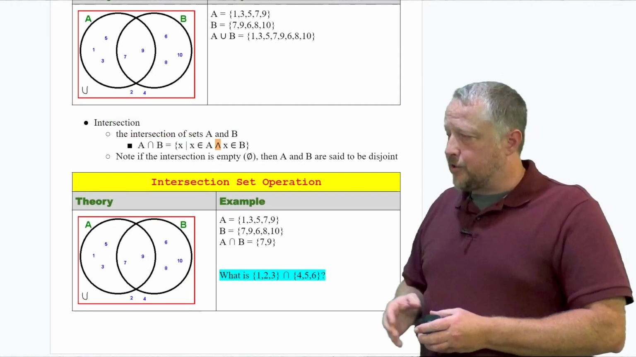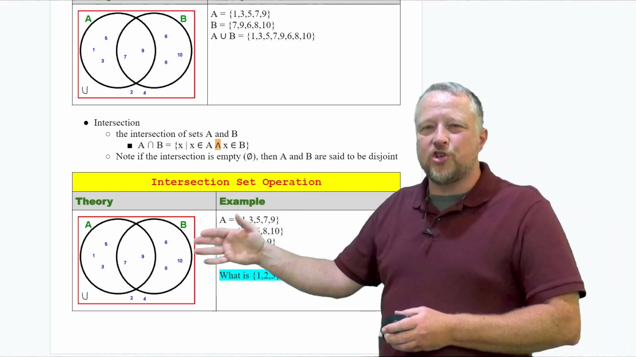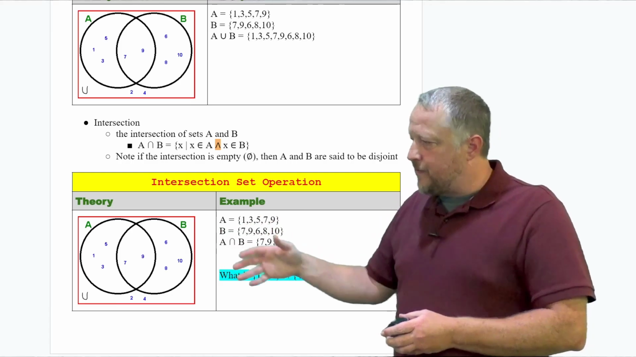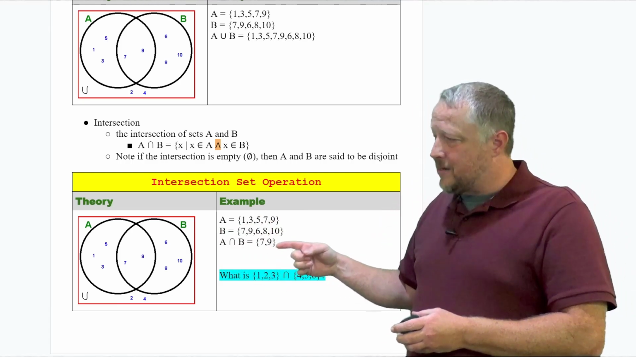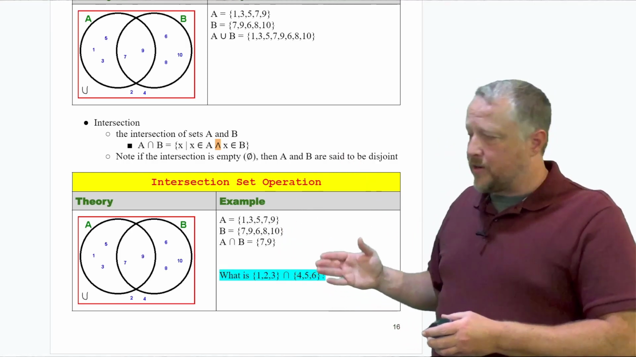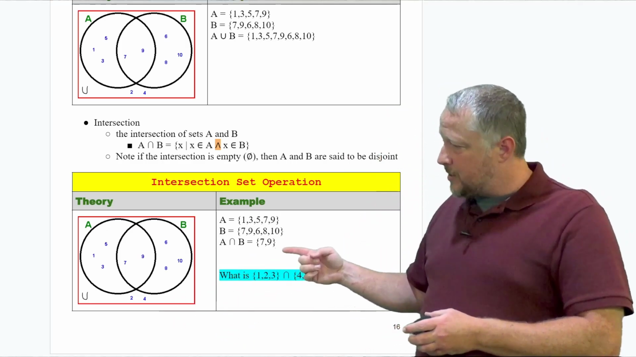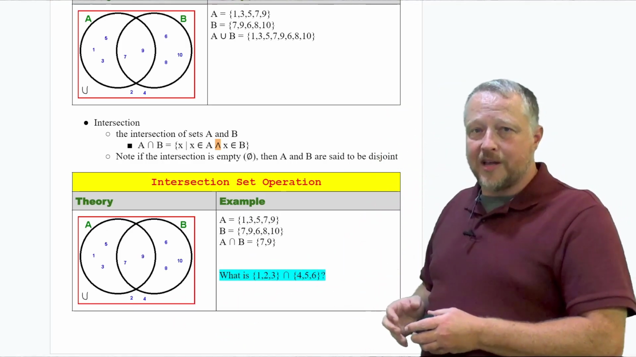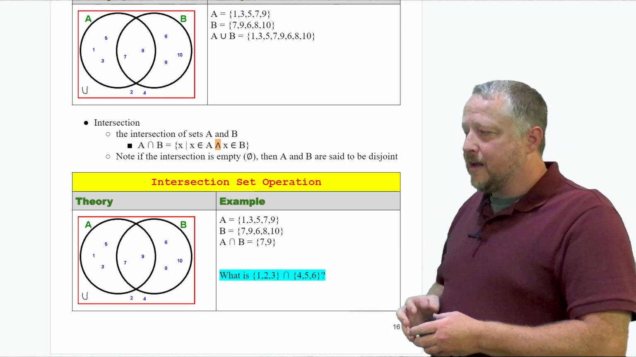Next is intersection. An intersection is just what the two share. Again, in the Venn diagram, it's really easy to see that what's shared between A and B is 7 and 9. Everything else is not shared, let's put it that way. Again, 2 and 4 are not within the two sets, so notice again it doesn't show up in that particular set. But again, it's all the items that are shared between the two sets A and B.